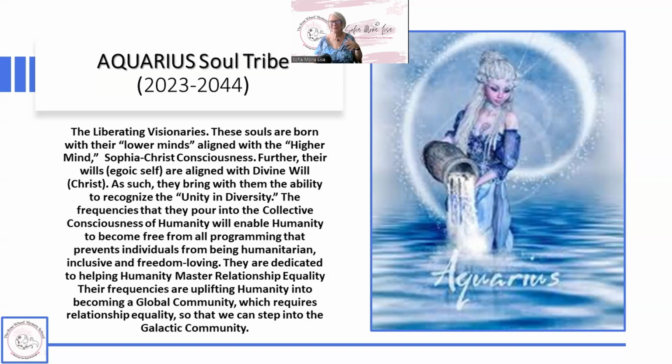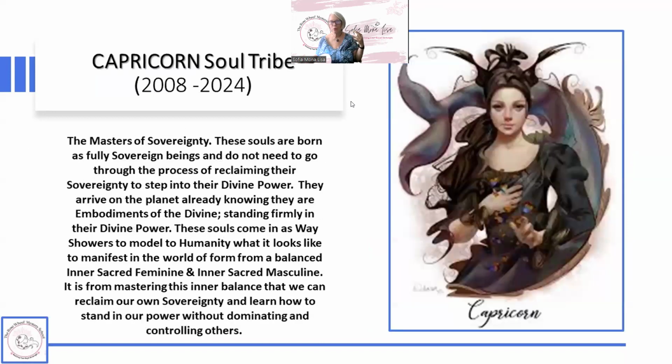And if you've had babies recently, your baby is very likely in the Aquarius soul tribe. So this will give you a sense of who it is that you're holding in your arms. Okay. The next tribe that I'm going to speak to is the Capricorn tribe. Remember, the last souls that are a part of this tribe are coming in this year between September and November. Okay. And they have been coming in over the past almost 20 years. The Capricorn soul tribe goes from 2008 to 2024.